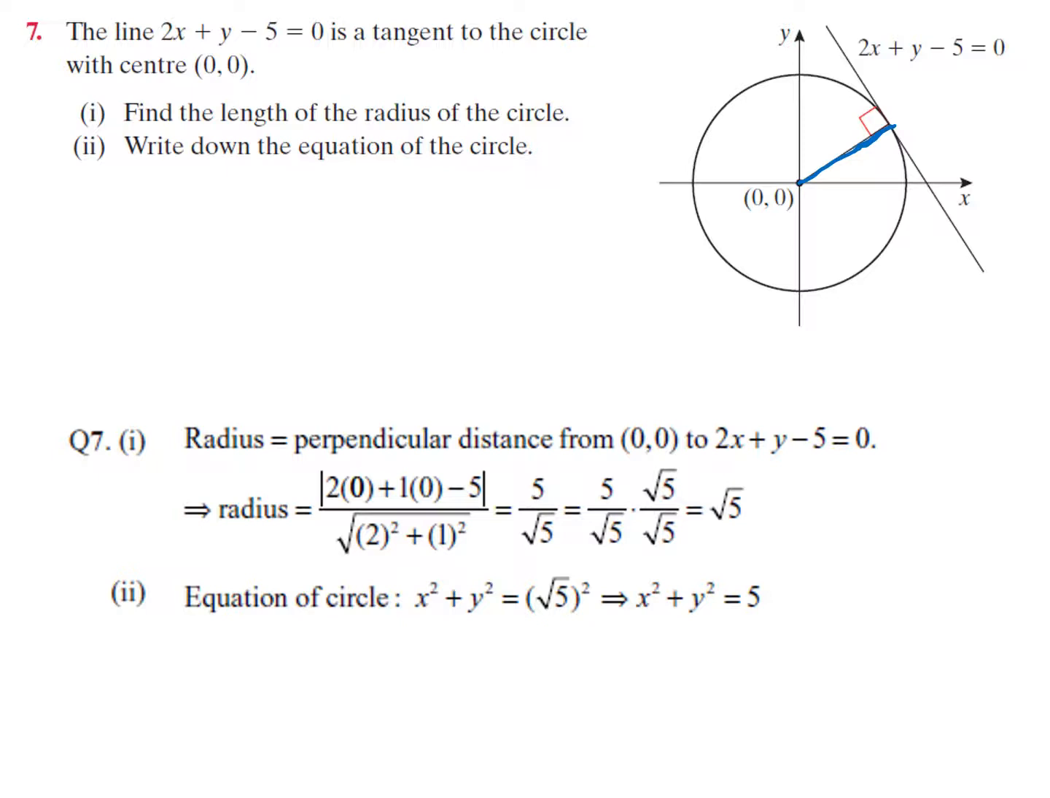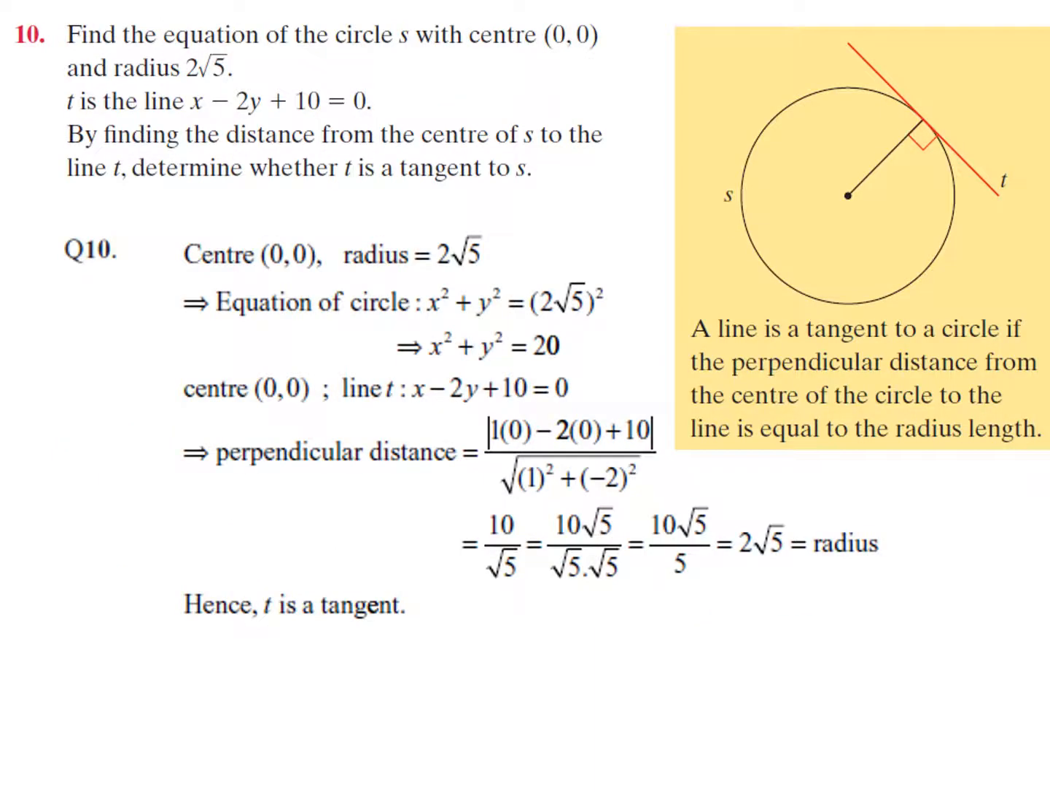So what we're dealing with here is from page 19, the perpendicular distance formula from the top of page 19 that we covered in the line. We're finding the distance from 0, 0 to that line, which will work out at root 5. The workings are there, and we get the equation of our circle, which is x squared plus y squared equals 5. And the last question was question 10.